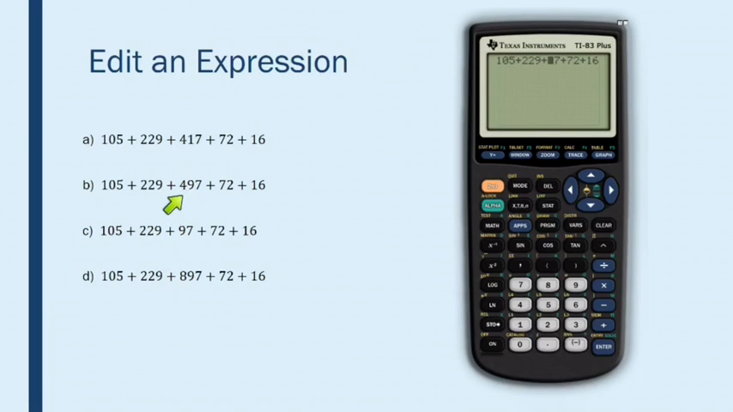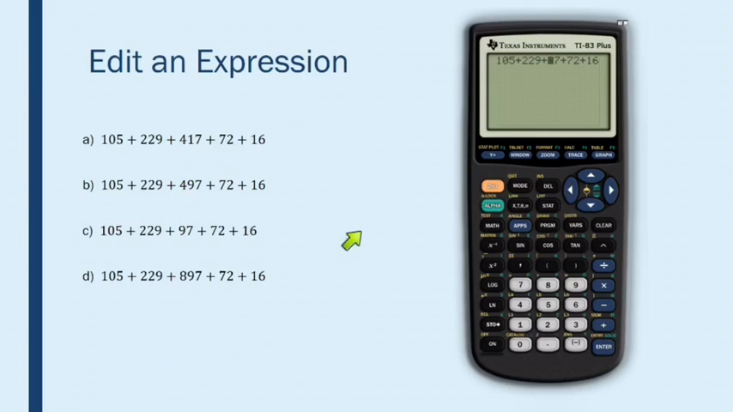Or let's say that we want to change that expression to the one you see in part D. So instead of having an extra number, I've left out a number. You can tell that if I were to press 8 here, it wouldn't insert an 8. It would just type an 8 over my 9, and then I would have to retype everything that comes after the cursor. So I don't want to do that.